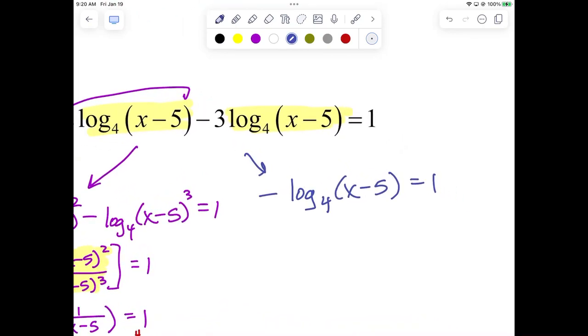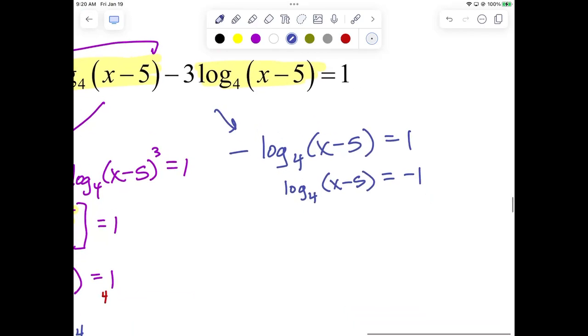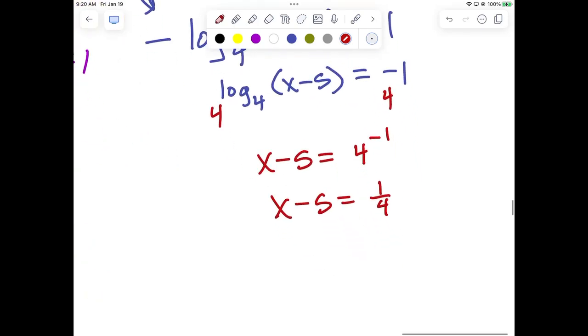Now here you can multiply both sides by negative 1. So you get log base 4 of x minus 5 equals negative 1. And now we convert it, or we exponentiate both sides, and you get x minus 5 equals 4 to the negative first, which is x minus 5 equals 1/4. And now we add 5 to both sides, and we get 5 plus a fourth, which is the same as 21 fourths.